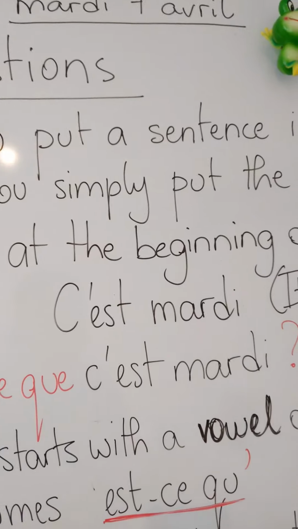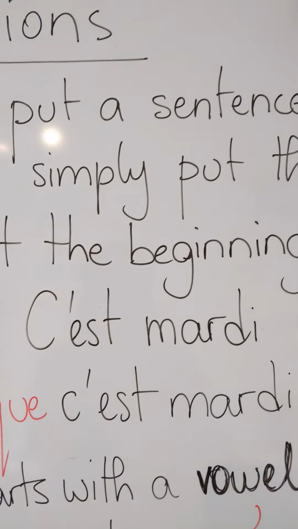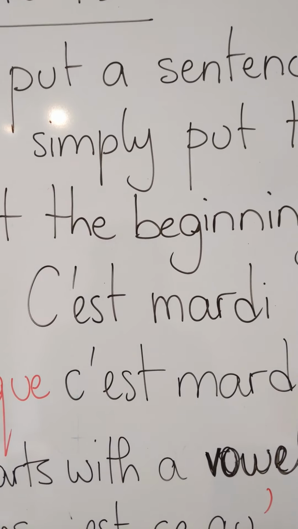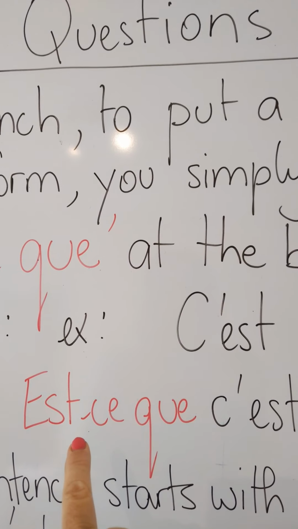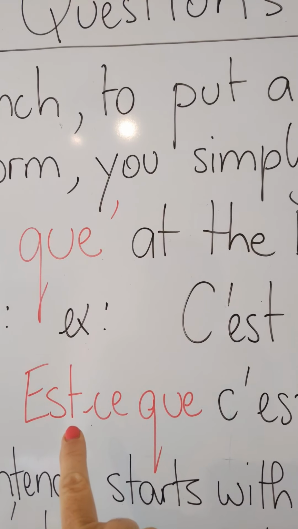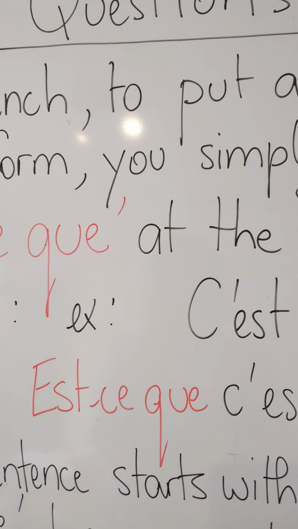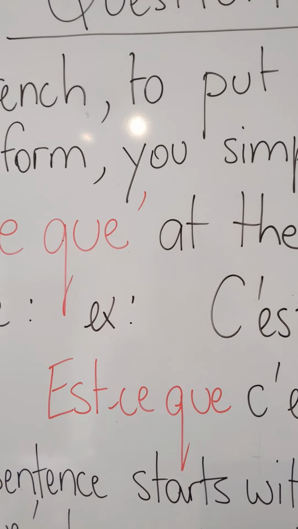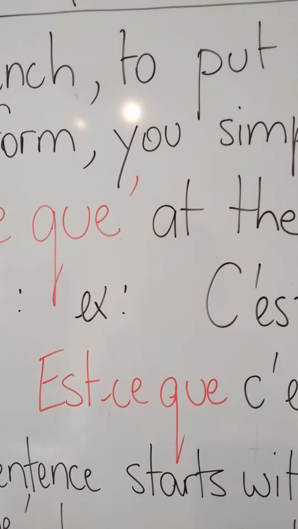beginning of a sentence. For example, if I want to say c'est mardi, it's Tuesday, and I want to ask, is it Tuesday? Then I just put est-ce que. We have quite a few letters which are silent in there, as you can hear. Est-ce que, the middle E has become silent. So if you want to sound like a French person, you would not say est-ce que, but est-ce que. Répétez est-ce que, s'il vous plaît.